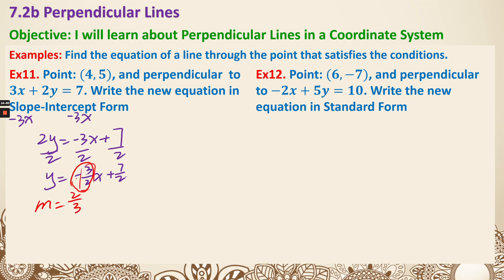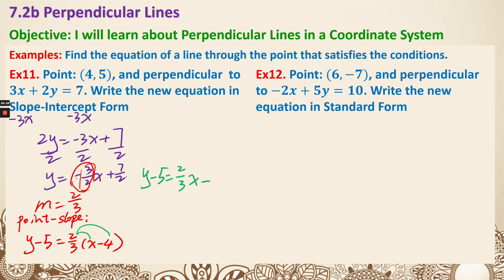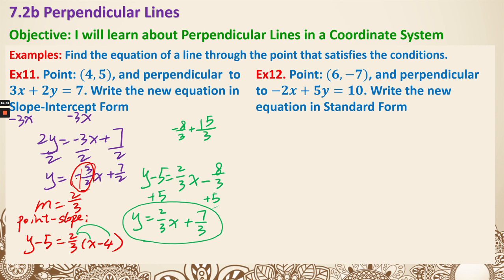Now flip it, 2/3. Again, we always start with the point-slope form. That is going to be y minus 5 equals 2/3 times x minus 4. Now it's time to rewrite into slope-intercept. So distribute. We get y minus 5 equals 2/3 x minus 8/3. We're going to add 5 on both sides. So we have y equals 2/3 x, negative 8/3 plus 5, which 5 is basically 15/3. So together, that is 7/3. That is my slope-intercept form.